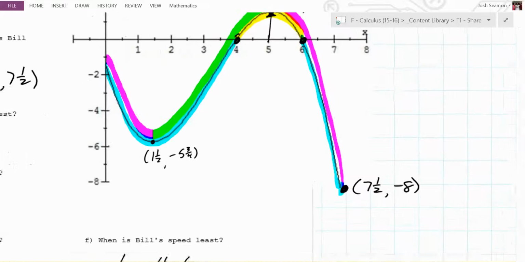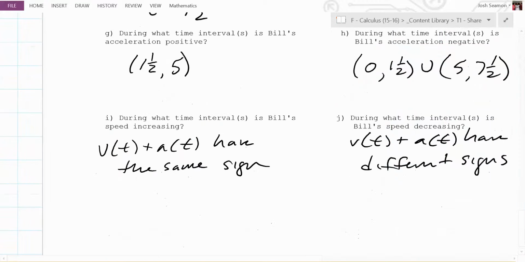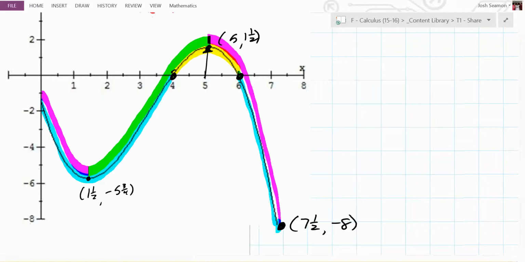So let's see, when are they both positive? Positive is green and what? That was positive second derivative. And where is positive for the velocity? Yellow. So where is it green and yellow? 4 to 5. So that's one of the regions the speed is increasing, 4 to 5.